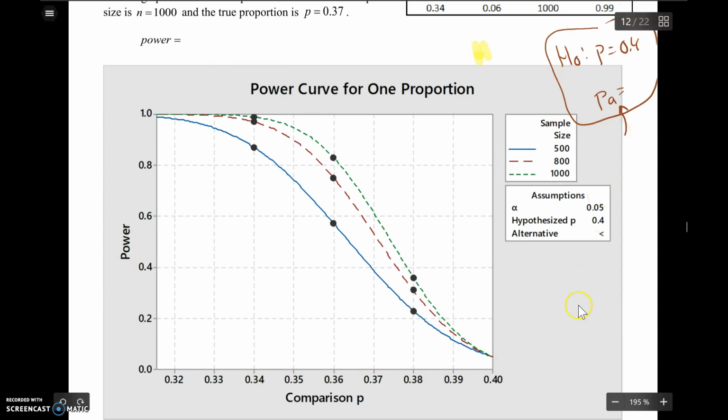So if your null is 40%, if your true value is 40%, then you got very small power. Actually, if the true value is 40%, the probability you reject the null is going to be 5%. It's going to be your alpha value. But if your true value is 39%, so you got a very small effect size, you can see our power is going to be right around 10 to 20%, depending on the sample size. Now in this one here, we plot it for 3 different sample sizes, so you can get power for 3 different sample sizes.